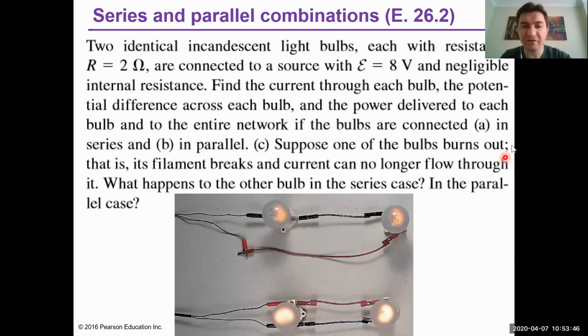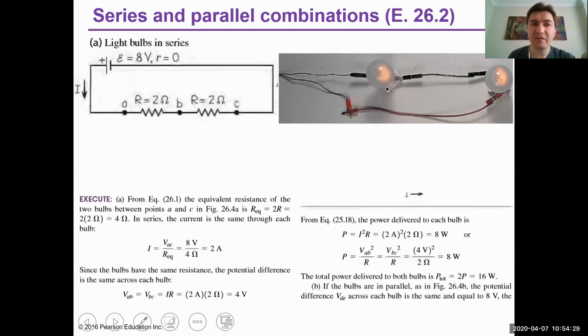So first of all, let's try to understand the questions. Suppose one of the bulbs burns out. Okay, for example, here, this is burned out. So what happens here? Its filament breaks and current can no longer flow through it. What happens to the other bulb in the series case, in the parallel case? So let's consider that this bulb is broken. What happens to that one? Or in the parallel case, let's consider that this bulb is broken. What happens to that one? So this is the question. Then let me continue. Let's continue with the series case.